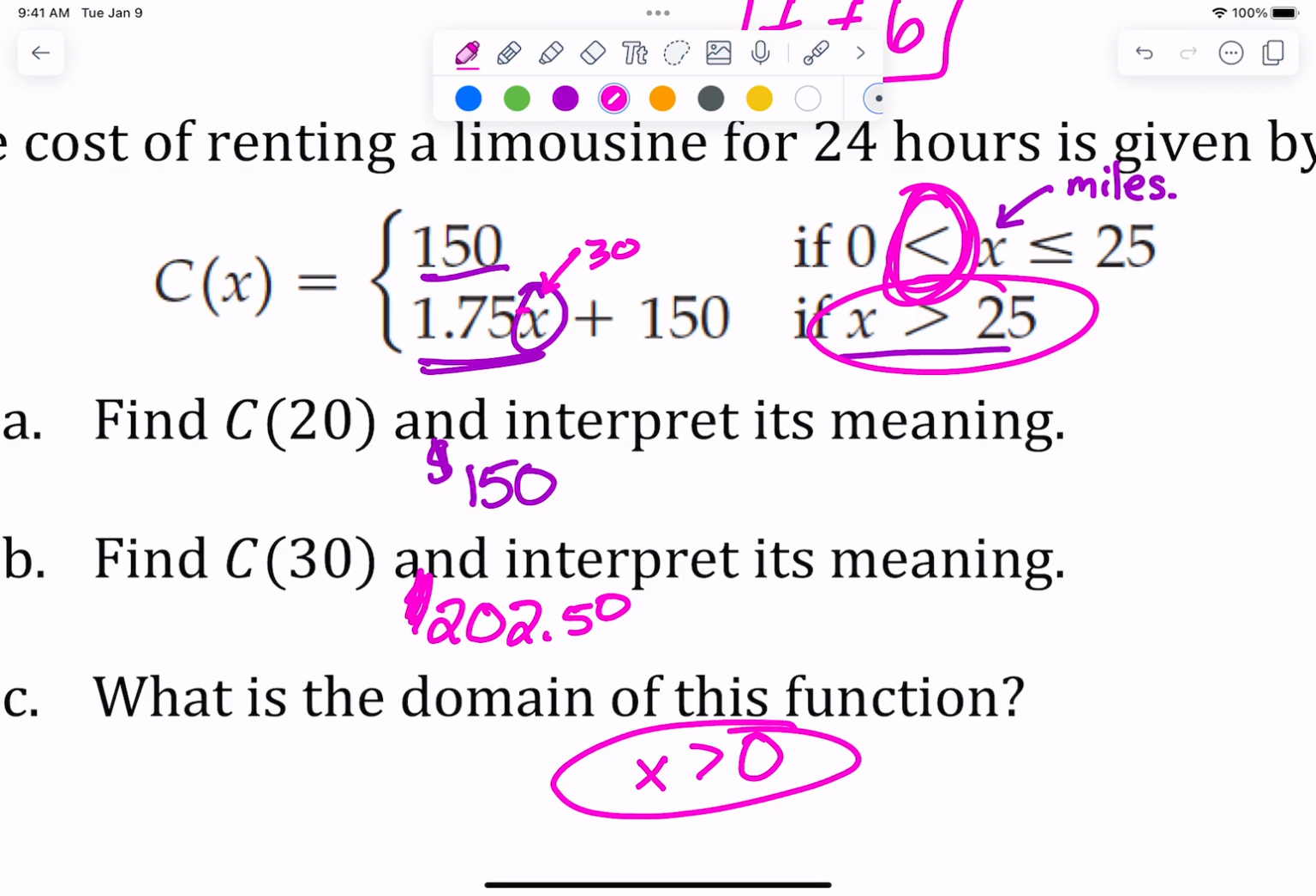It's like we're smushing these two domains together. What am I allowed to plug in and what am I not allowed to plug in, right? I can plug in any number. I can plug in 1,000,000 if I go 1,000,000 miles, right? What would x greater than 0 be in the other form?